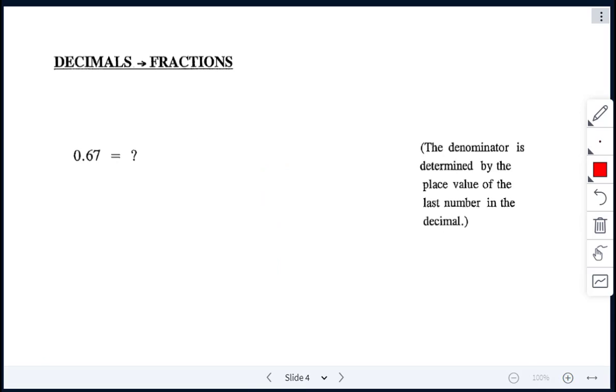So next we are looking at converting from a decimal to a fraction. And here, putting it into fraction form, you just need to know the place value of your last decimal. So here, this is tenths, and then this is hundredths. So therefore, our fraction will be over 100. Right? And then we'll just take our 67 and put it over 100. Once you do that, make sure you reduce. In this case, we cannot reduce the fraction, so therefore we would just leave it as 67 over 100.